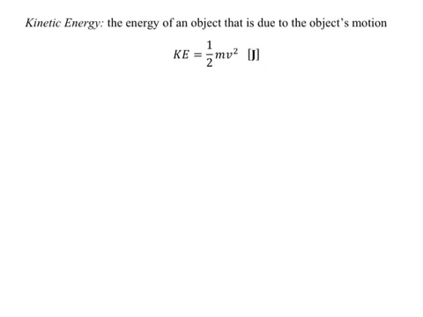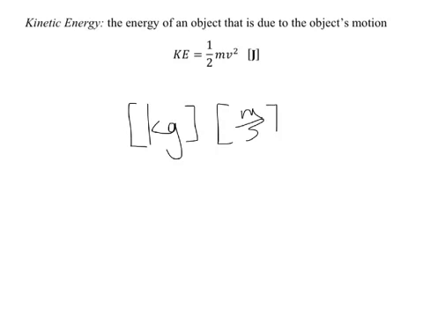So if you have more mass, you have more kinetic energy. If you have more velocity, you have more kinetic energy. The units again are joules. Let's show that that works. The units of mass are kilogram. The units of velocity are meters per second. That quantity is squared, giving us kilogram meters per second squared times meters.